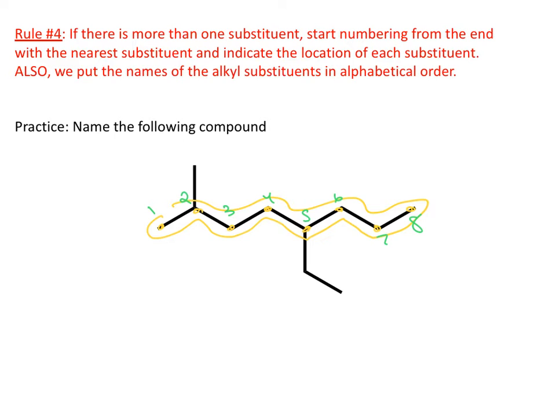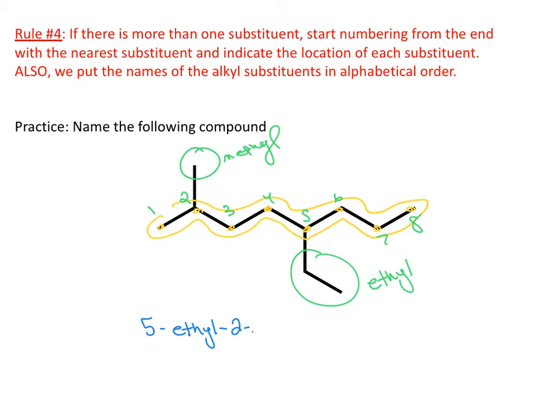Now let's look at what's attached at carbons 2 and 5. This is a CH3 group, which is called a methyl. This is a CH2CH3 group, which we call an ethyl. Now we just have to assemble it, remembering that we have to put the substituents in alphabetical order. So the whole name becomes 5-ethyl-2-methyl octane. And the E is alphabetically before M, so the ethyl comes before the methyl.